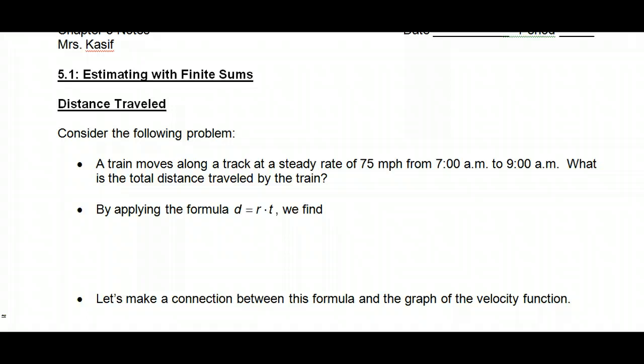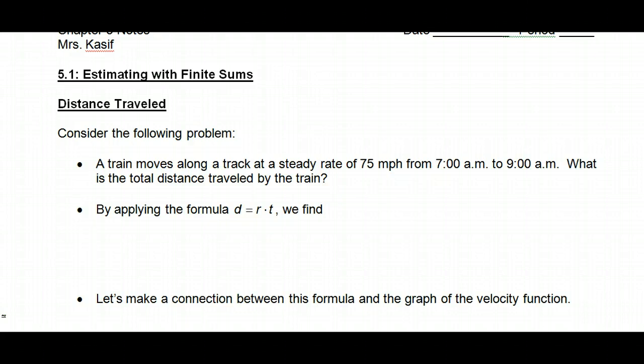Okay, so in chapter 5, we are now going to start working backwards. Up until this point, we've been doing derivatives, which kind of go forward. If you start with position, then you take the derivative, you get velocity. Take the velocity's derivative, you get acceleration. So now we're going to work backwards. We're not going to get to that point just yet. We're going to look at some really basic examples.